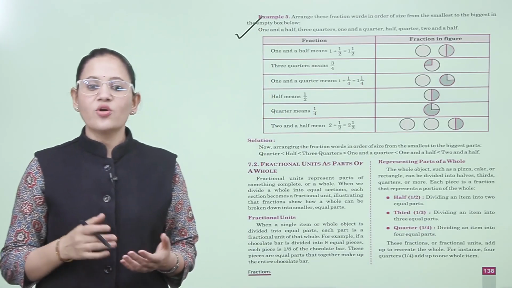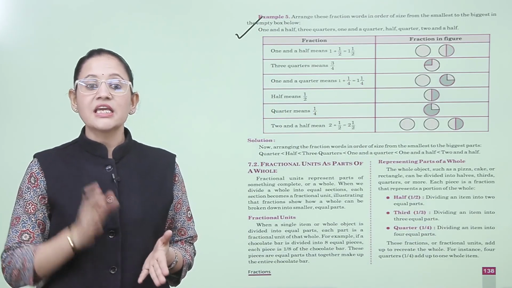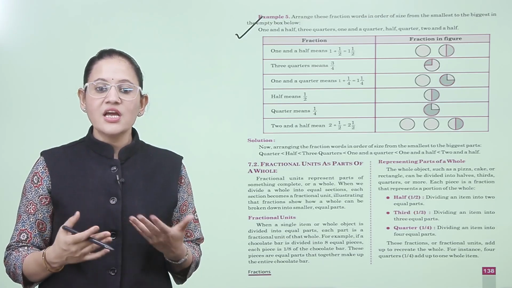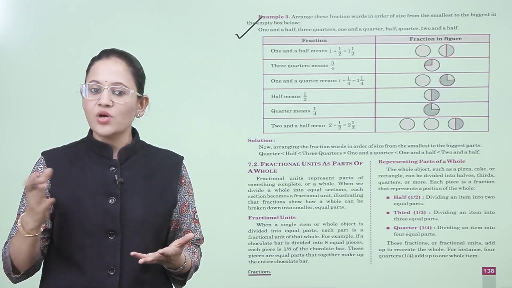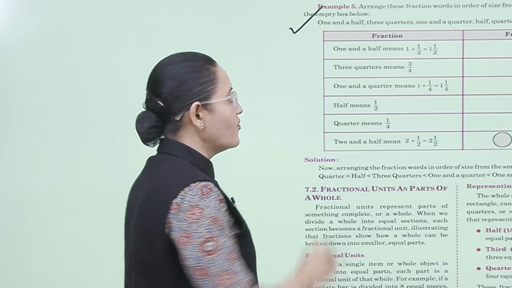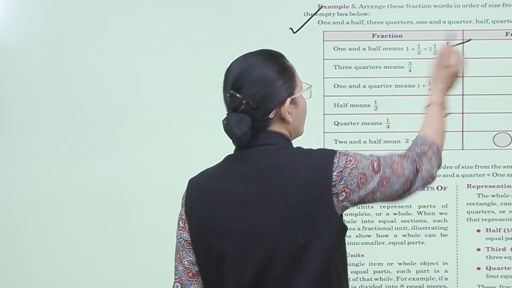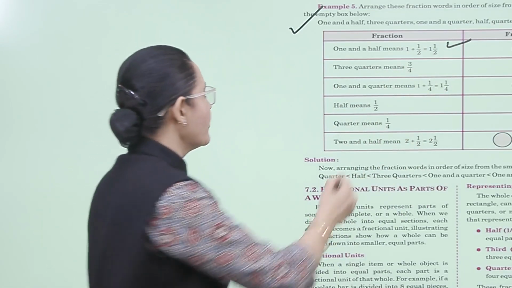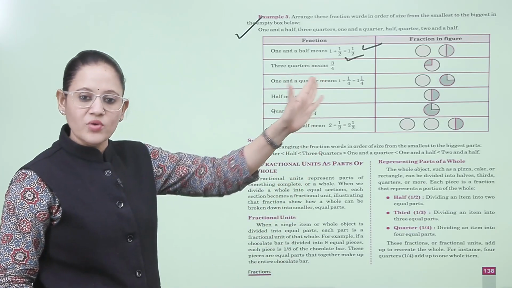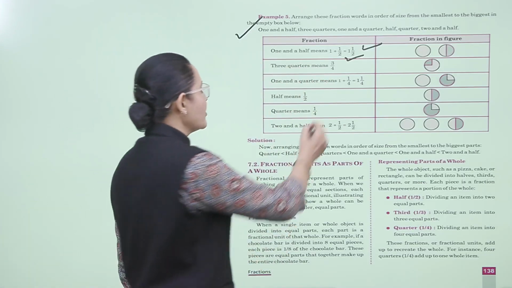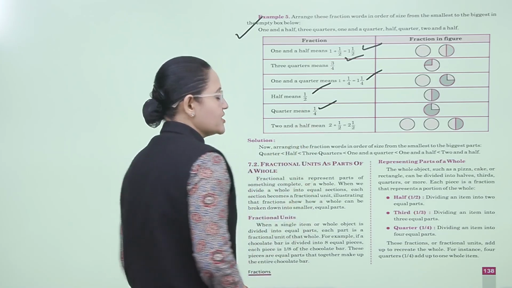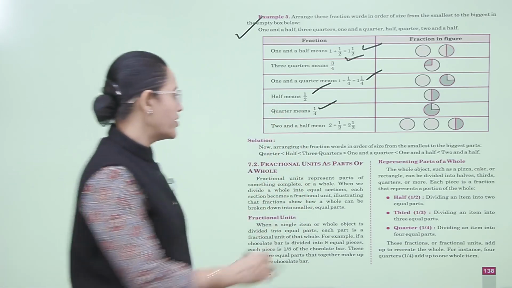Arrange the fraction words in order of size from the smallest to the biggest in the empty box below: 1 and a half, 3/4, 1 and a quarter, half, quarter, 2 and a half. So 1 and a half means 1 plus 1 by 2. 3/4 means 3 by 4. 1 and a quarter means 1 whole plus 1 quarter, 1 plus 1 by 4. Half means 1 by 2, quarter means 1 by 4. 2 and a half means 2 plus 1 by 2.